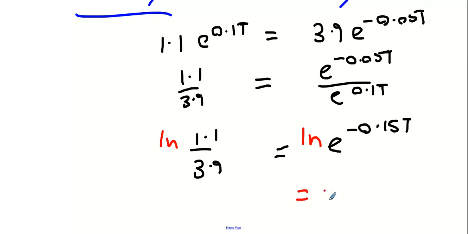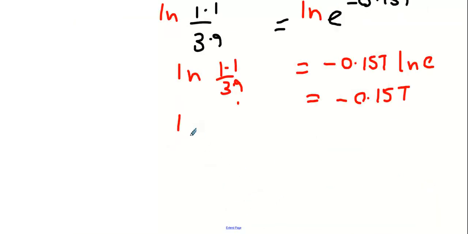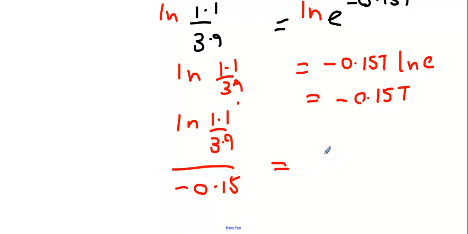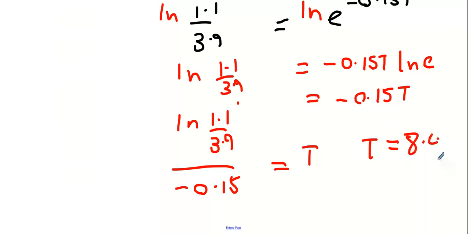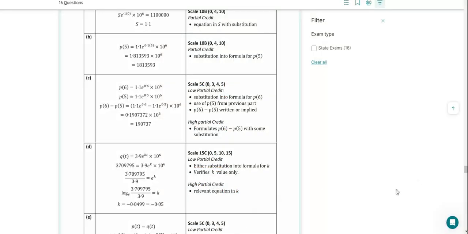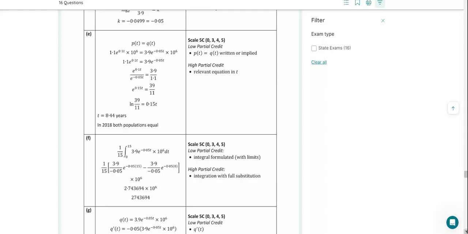Minus 0.15t ln e. Whatever answer you get for ln of 1.1 over 3.9, will you divide it by minus 0.15 for me? Just really quickly, I just want to wrap it up. 8.44 years, lads, well done. And that is a wrap. Okay, we'll finish the rest of that another day.